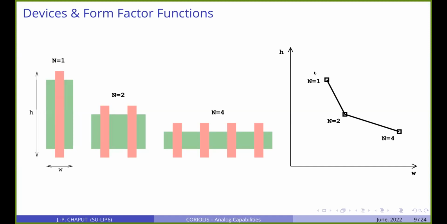That gives a form factor function. That is, you have a lot of possibilities for one device, and this goes for the resistor, for the capacitor, and for other kinds of devices. And we get some kind of a function which is convex, which is important to make the placement. So we have here the convex function of this transistor.